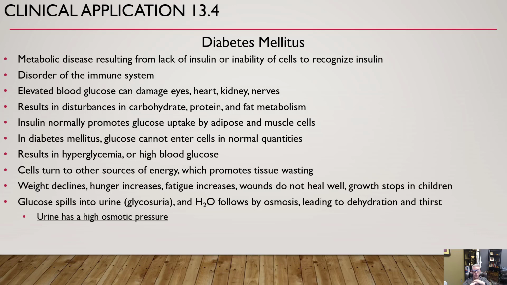So glucose is going to spill into the urine. It's called glucosuria, and then water is going to follow by osmosis. So that's your polyuria. And that's going to lead to dehydration and thirst. So that's your polydipsia, too much drinking. And then urine is going to have a high osmotic pressure. And we'll talk about osmotic pressure, I believe it's next chapter, in a couple chapters.